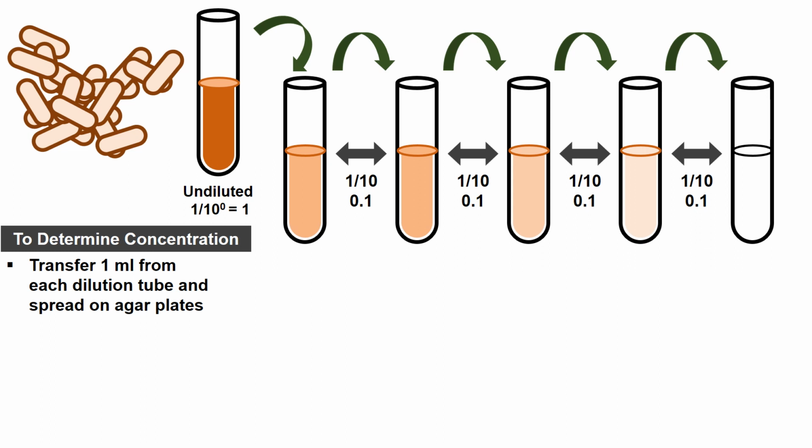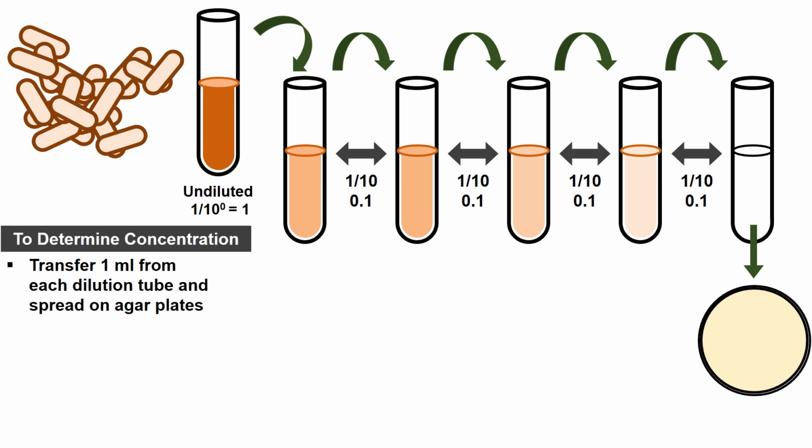Just to keep in mind, these volumes are for this particular experiment, but they could be changed. For example, all of your 10-fold dilution series, those could be in 1 mil volumes instead of 10 mil volumes. And all of your transfers could be 100 microliters instead of 1 mil. So this is just for us.